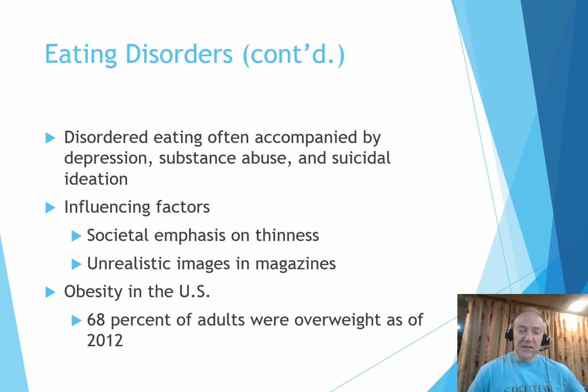And we're going to see that there's a lot of unhealthy things in our society that really seem to contribute to eating disorders. So even though we have this overall societal emphasis on thinness that can cause people to have distorted body images, nonetheless, we are still an obese population overall. As of 2012 data cited in this chapter, 68% of adults were overweight.